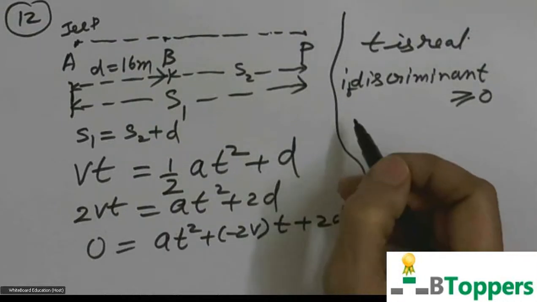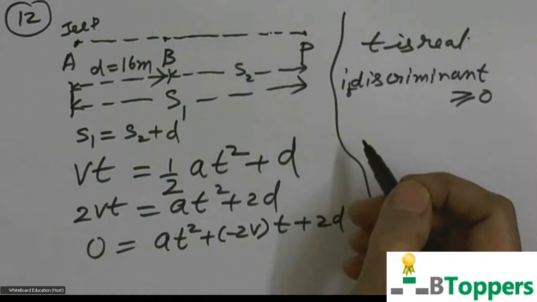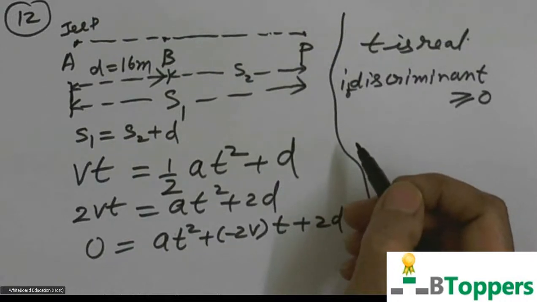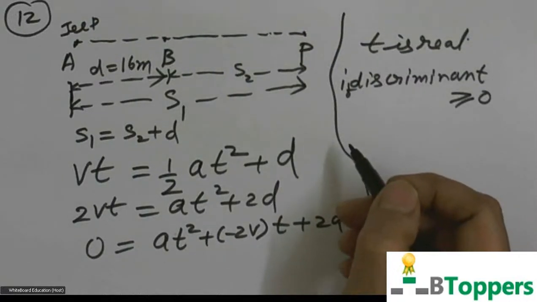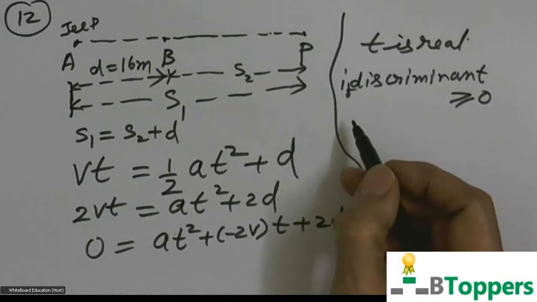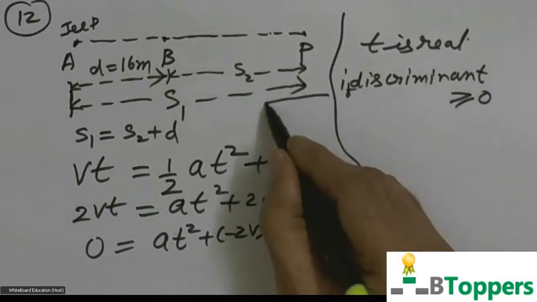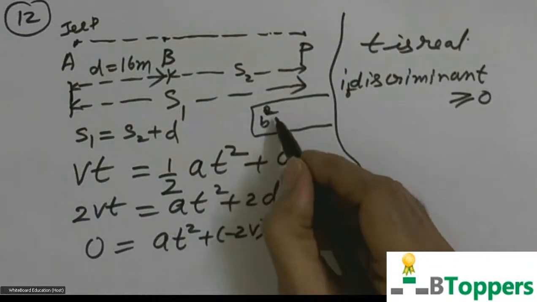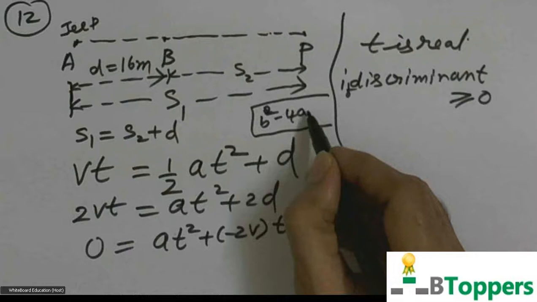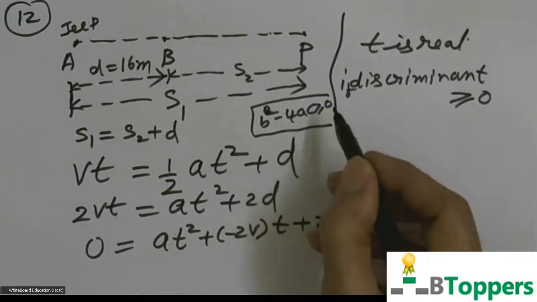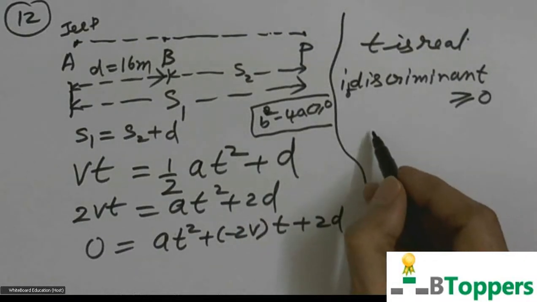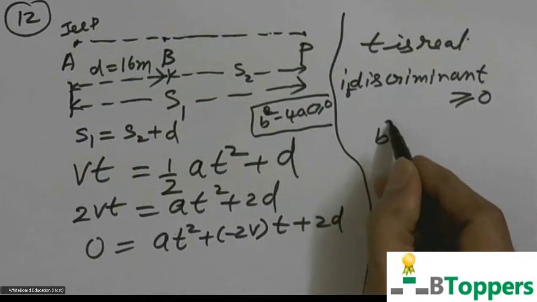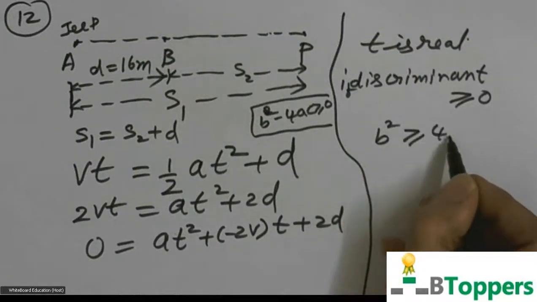As you were studying in the lower classes, the standard form of the quadratic equation is a x square plus b x plus c equal to 0. The solution of the quadratic equation will be real if the discriminant is greater than or equal to 0. That means b square minus 4ac must be greater than or equal to 0, or b square is greater than or equal to 4ac.